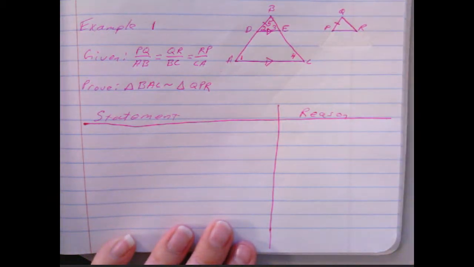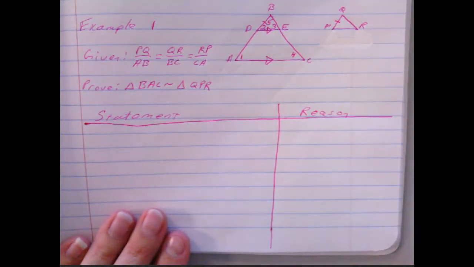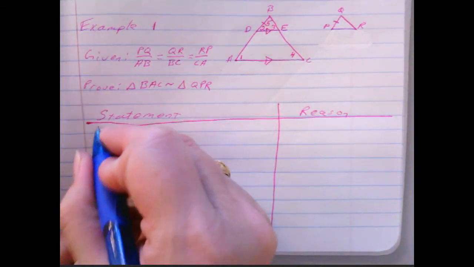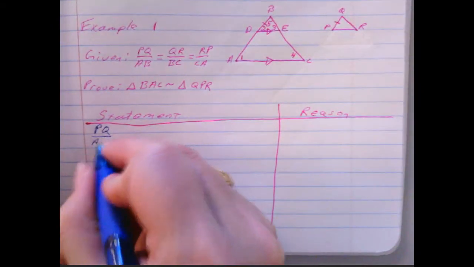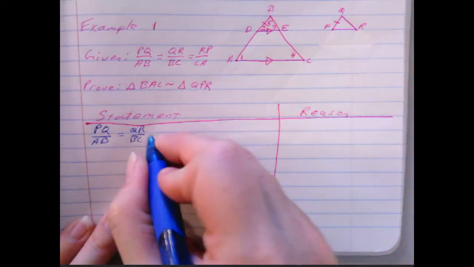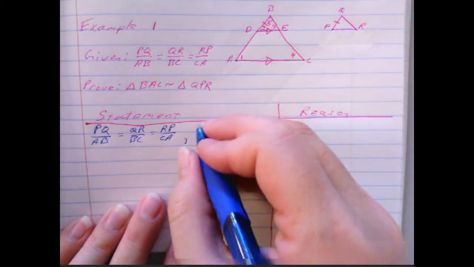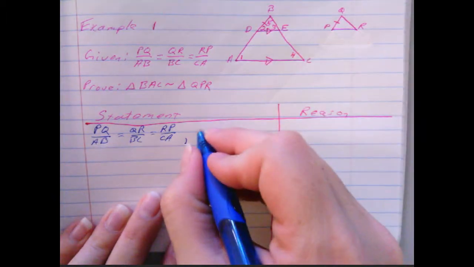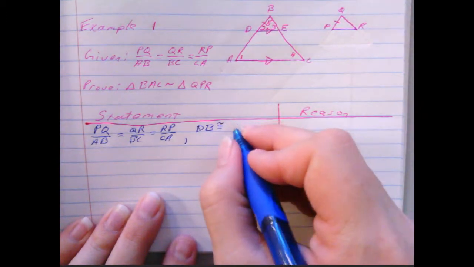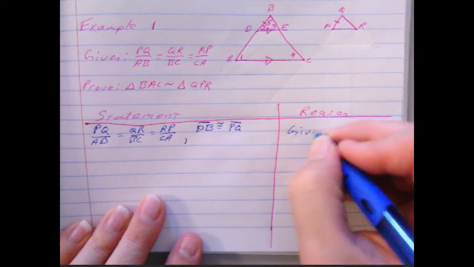Okay, so what does that mean when we have that dashed line? Well, that means that they're congruent. Okay, so I am going to go ahead and start my proof here. So I'm going to start with my given. So I have PQ over AB equals QR over BC equals RP over CA. And I have those little dash lines, so I'm going to mark those too. So DB is congruent to PQ, and those things were all given to me.